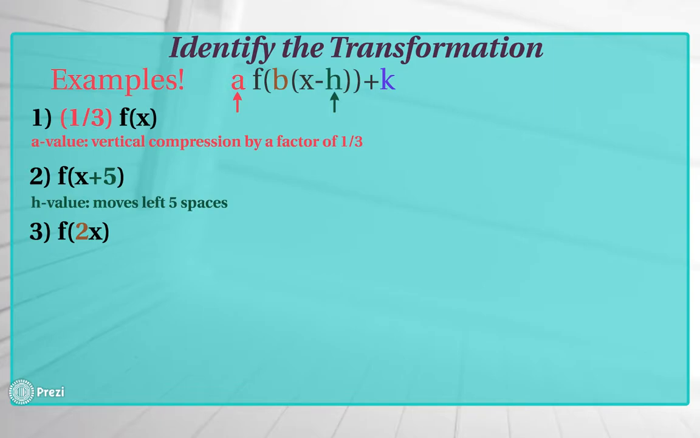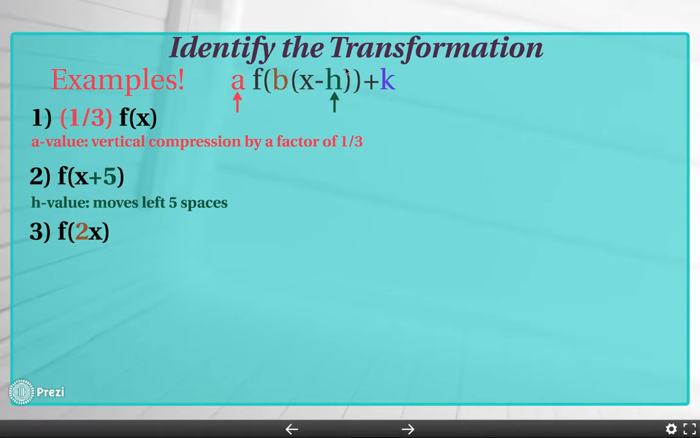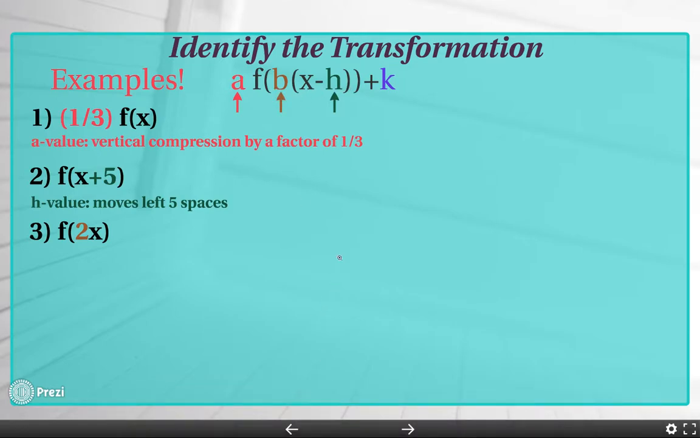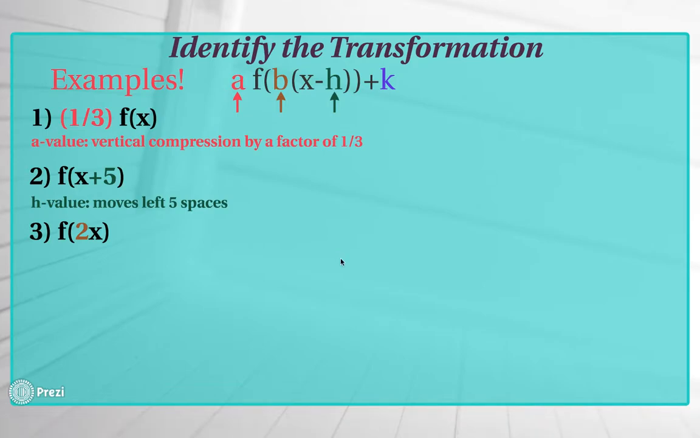Alrighty, guys, example number 3. So example 3, f of 2x. So first of all, you guys, this 2 is inside the parenthesis. Okay, so it's either a b or an h, and it is multiplying to the x. So the only thing multiplying to the x is, you guys are so smart, the b value. You guys already knew that. Okay, and the b value is a horizontal something. Remember, the B does everything horizontal.